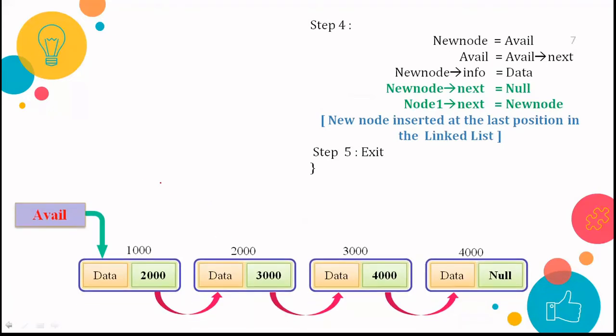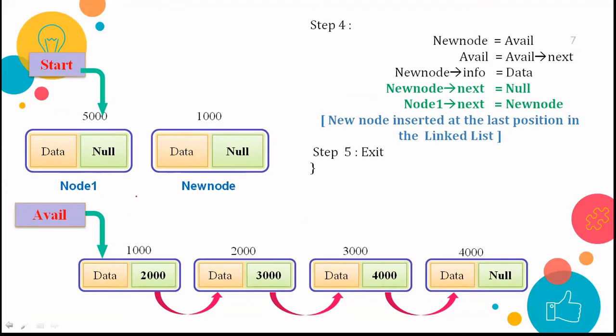So first of all, I have taken an example here where there are two nodes already available. As I have told you, we have a pointer node 1, and this node 1 pointer will contain the address of the first node, that is 5000, right? And we are going to traverse it. Okay, so we can assume that there is only one node available in the linked list, and then whenever you have to insert a new node, let's take this node from the avail list, and this node is called the new node.